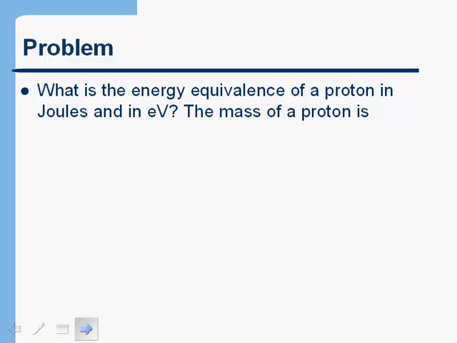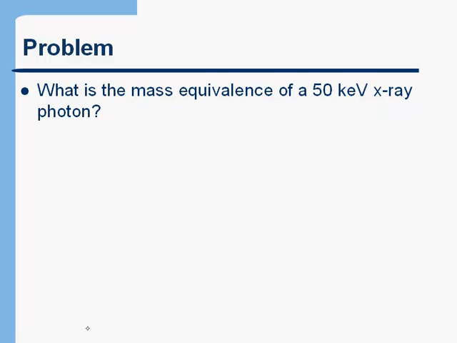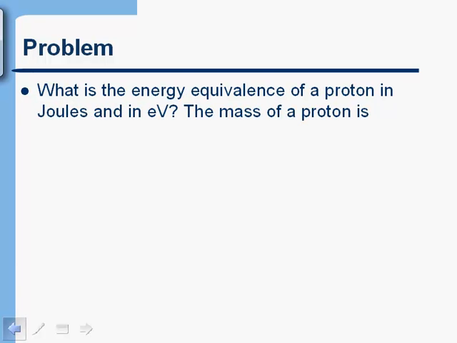The first thing we want to figure out is what's the energy equivalence of a proton in joules and in electron volts. Now, the mass of a proton is 1.67 times 10 to the negative 27th kilograms. And what we're really asking here then is, if I could take a proton and convert that mass entirely to energy, how much energy would it be? Well, that's what E equals mc squared allows us to calculate.